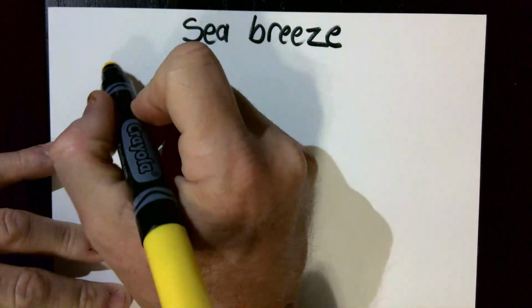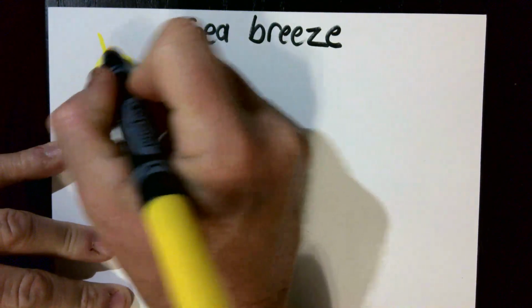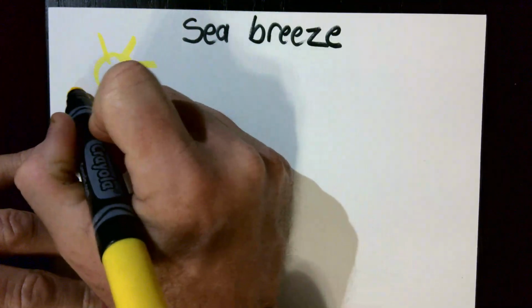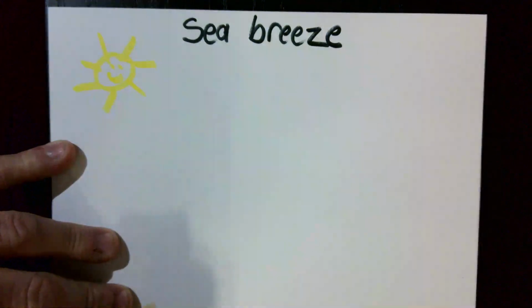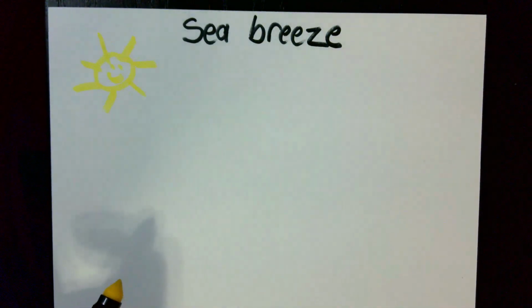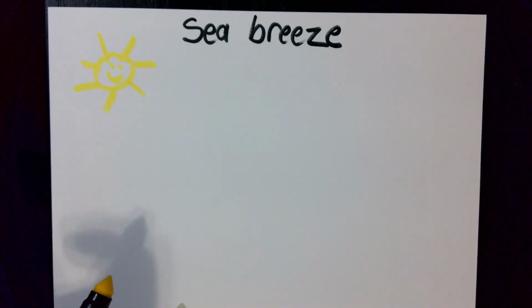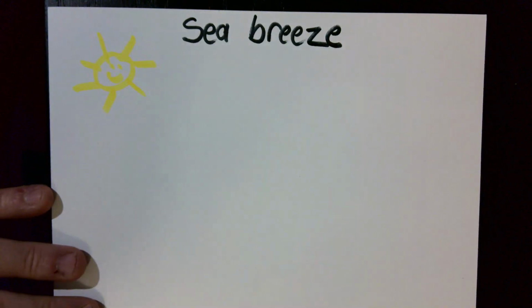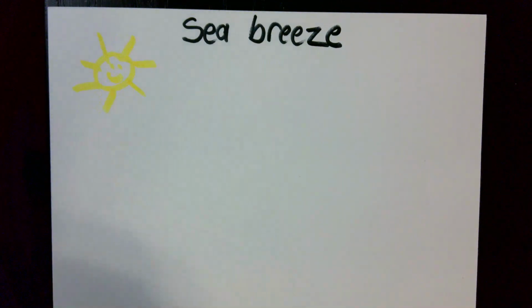So let's diagram a sea breeze for our notes and explain what's going on that gives us this movement of air that we call a sea breeze. Well, first of all, I'm going to draw myself a nice happy little sun here, because we know it's going to take some change of temperature to make a change in pressure to cause any kind of movement of air. Well, sea breeze means we need the sea.